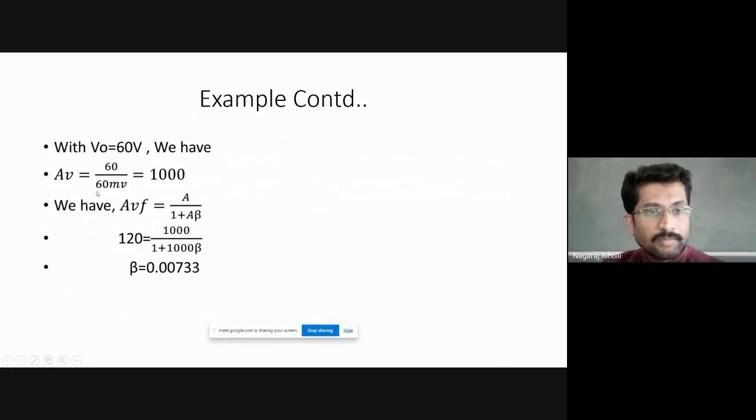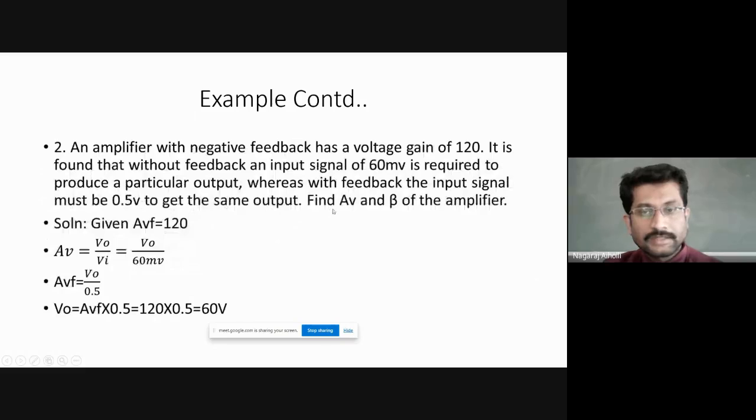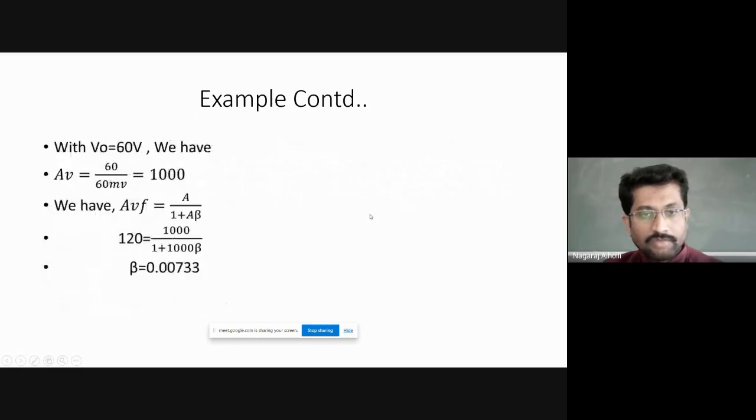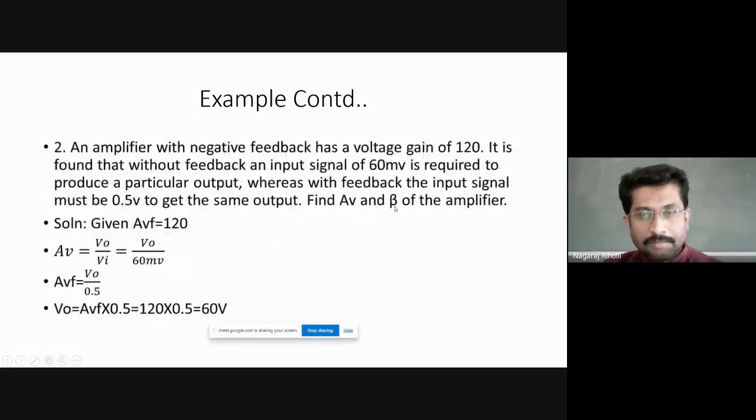So AV will be equal to 60 divided by 60 millivolt. 60 and 60 will cancel. 1 divided by 10 raised to minus 3. If we take 10 raised to minus 3 to the numerator, it will be 1000. Correct? The voltage gain without feedback is 1000. Are you getting the point here? This is the voltage gain without feedback. It is 1000.